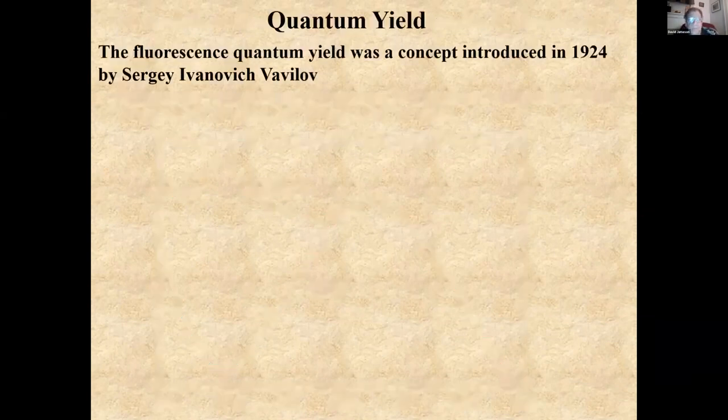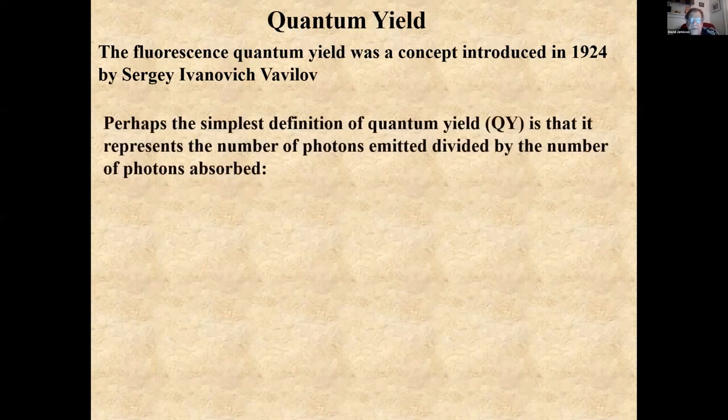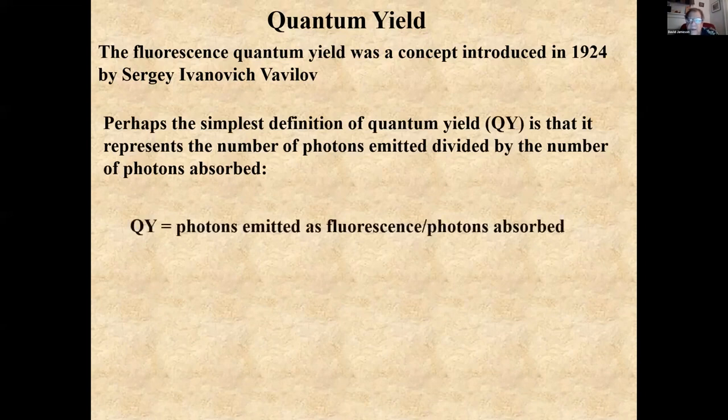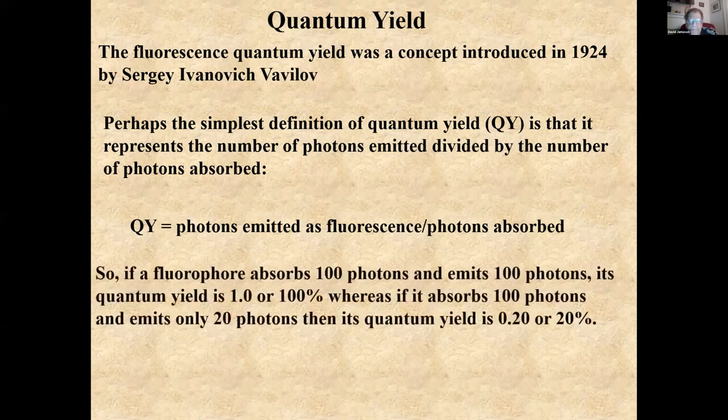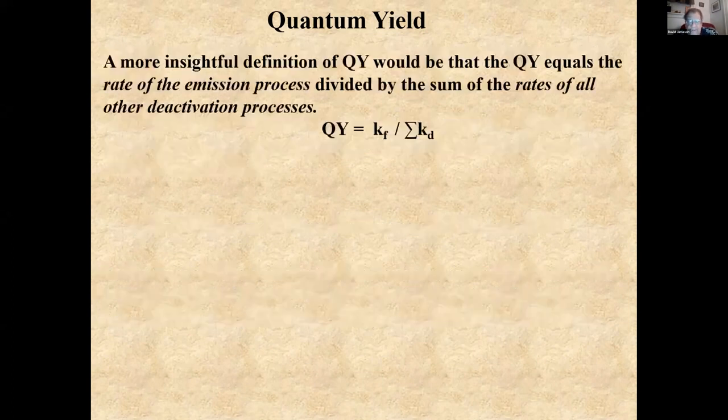Now, the quantum yield. The quantum yield is a concept introduced in 1924 by Vavilov, and the simplest definition is that it represents the number of photons emitted divided by the number of photons absorbed. And you have to do that, not energy emitted over energy absorbed, because obviously the emitted photons have less energy than the absorbed. Okay. So if a fluorophore absorbs 100 photons and emits 100 photons, the quantum yield is 1 or 100%. If it absorbs 100 photons and emits only 20, then the quantum yield is 20%.